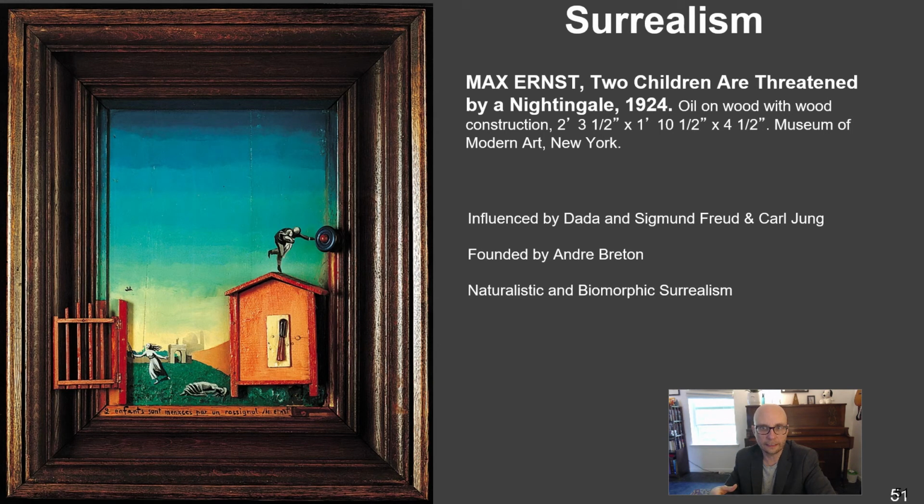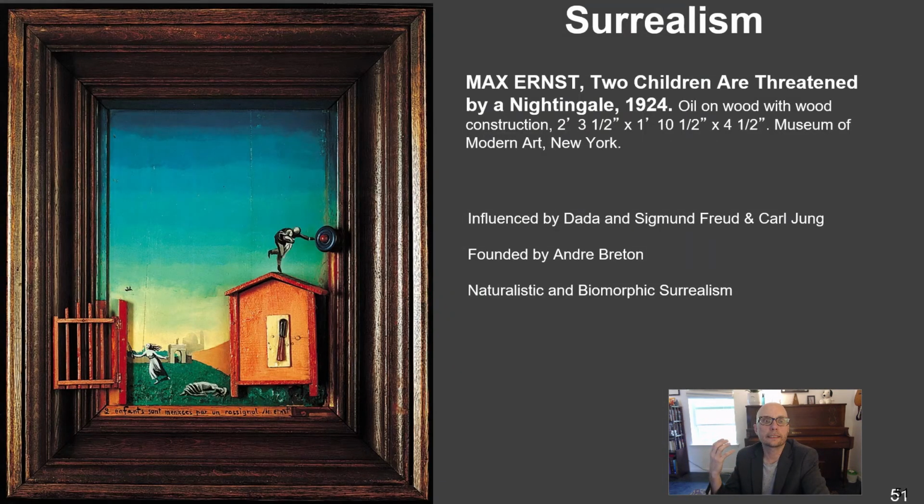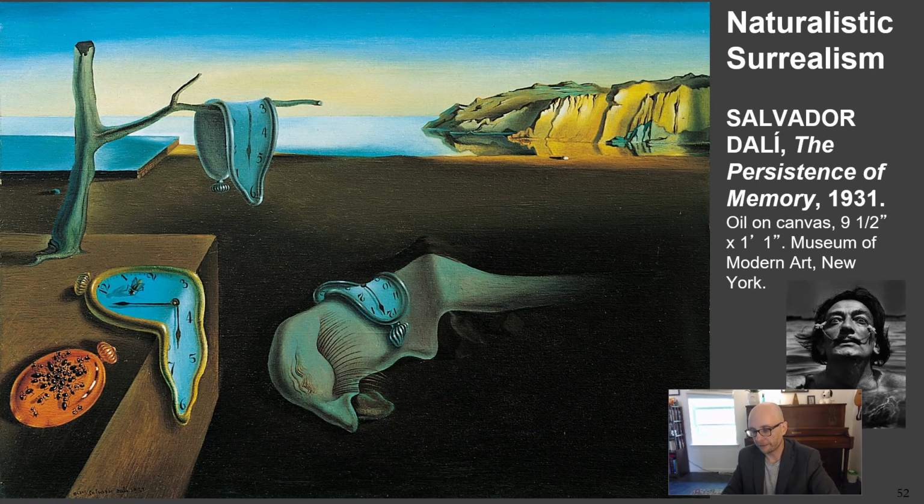A lot of surrealism is what we call naturalistic surrealism, meaning that in many ways it looks realistic. It's painted with the traditional rules of Western art, things like chiaroscuro and linear perspective. It's just that what is shown is often considered to be strange, like in the work here by Max Ernst. You might be more familiar with the Spanish artist Salvador Dali. And this is Dali's The Persistence of Memory, and I think it's the greatest example of what we call naturalistic surrealism.